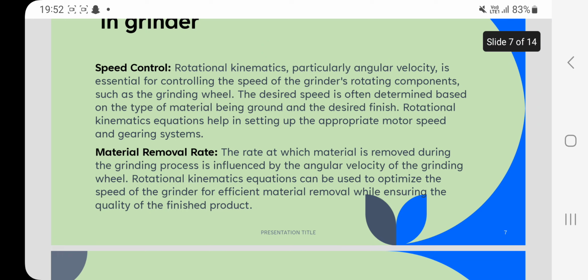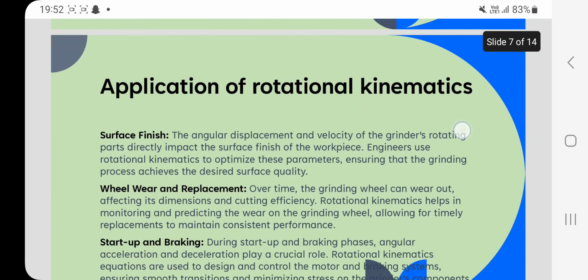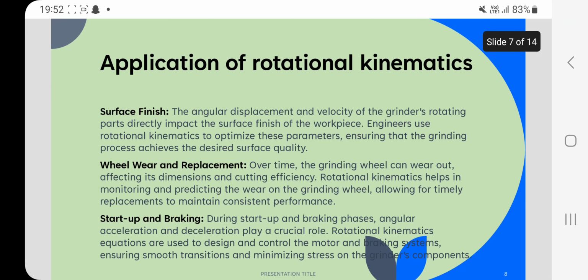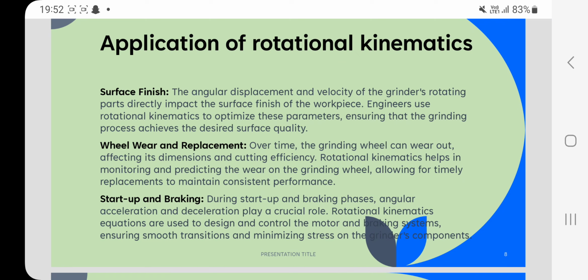Material removal rate. The rate at which material is removed during the grinding process is influenced by the angular velocity of the grinding wheel. Rotational kinematics equations can be used to optimize the speed of the grinder for efficient material removal while ensuring the quality of the finished product. Surface finish. The angular displacement and velocity of the grinder's rotating parts directly impact the surface finish of the workpiece. Engineers use rotational kinematics to optimize these parameters, ensuring that the grinding process achieves the desired surface quality.